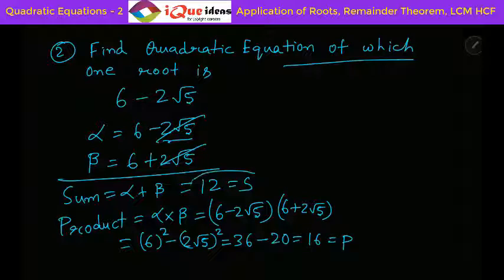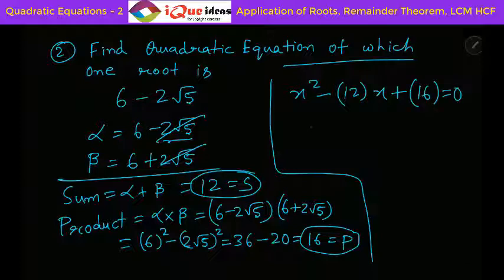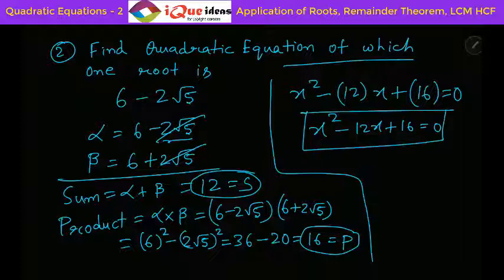So we have our sum of roots as 12 and product of roots as 16. That means the answer can be given as x square minus the sum of roots, 12, into x plus the product of roots, 16, that is equal to 0. So straight away it is x square minus 12x plus 16 equal to 0. So this is the answer of this question. Okay, now let's take up the next question, which is based on imaginary roots.